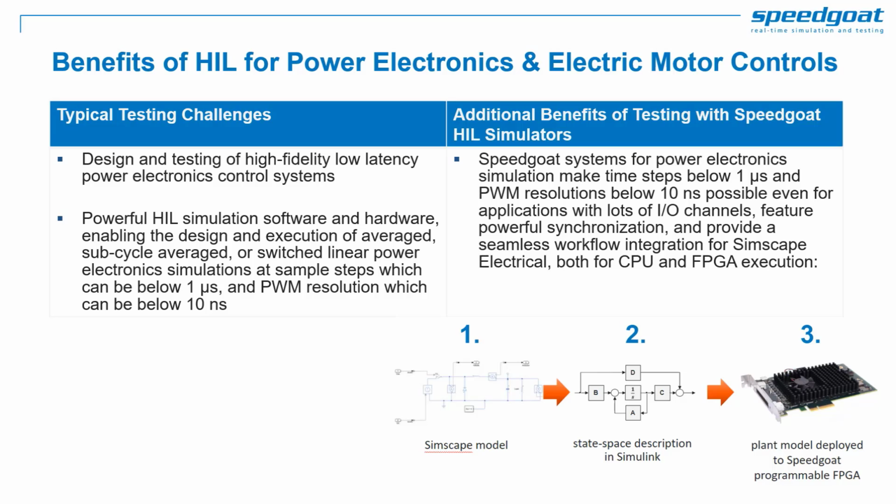Speaking of power electronics and electric motor controls, let's have a look at the challenges here. One of them is the design and testing of high-fidelity, low-latency power electronics control systems. Another more specific one is the need for more powerful HIL simulation hardware, allowing for sample steps below 1 microsecond and pulse width modulation resolution below 10 nanoseconds. By using the Speedgoat systems with an FPGA, you can achieve time steps below 1 microsecond and PWM resolutions below 10 nanoseconds, even for applications with many I/O channels.